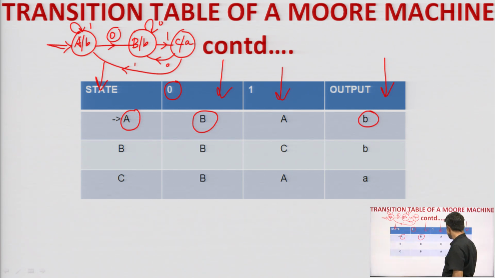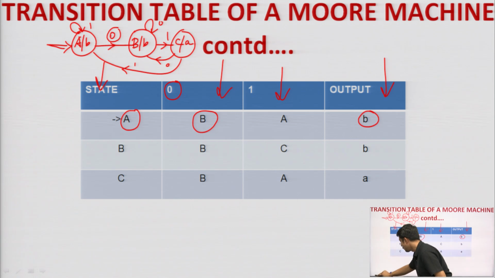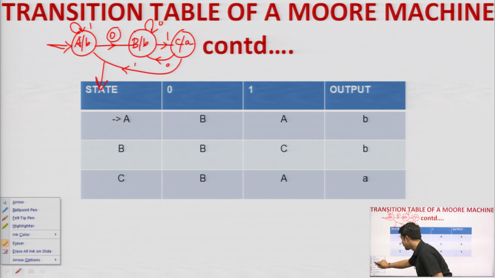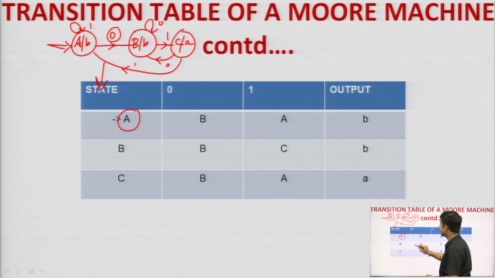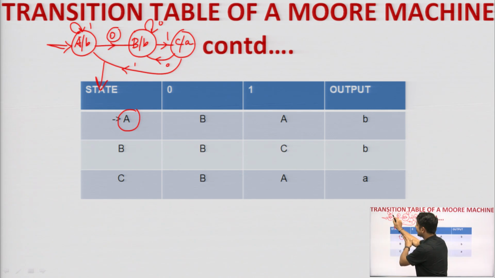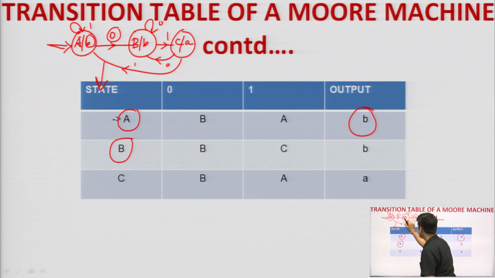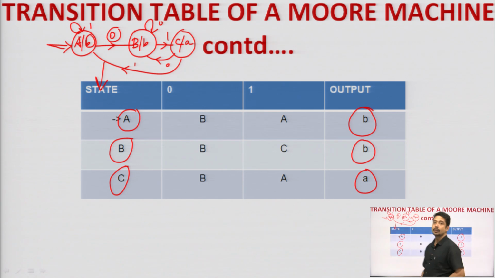So, for B it is the output, for A it is the output, but in some scenarios you will definitely get different outputs. So, how to write the output in the output column, that I am trying to explain to you. I will try to show it to you how to write down the output part. See, for the state A, let me get back to the diagram. What is the state A output? It is B. What is the output of state B? B. What is the output of state C? A. So, this is how you need to write down the output.